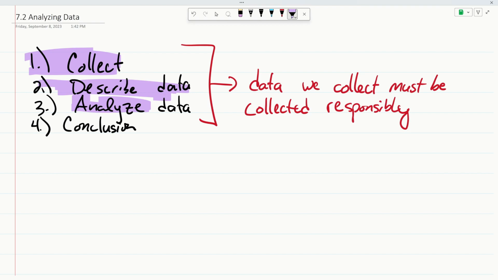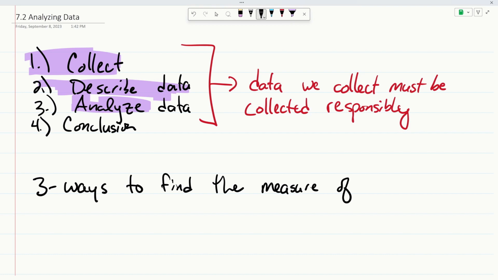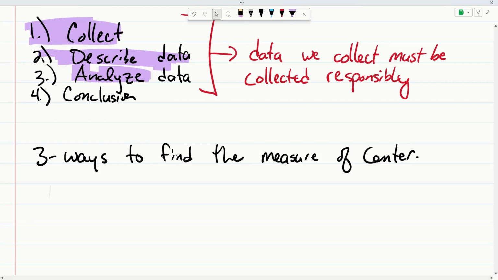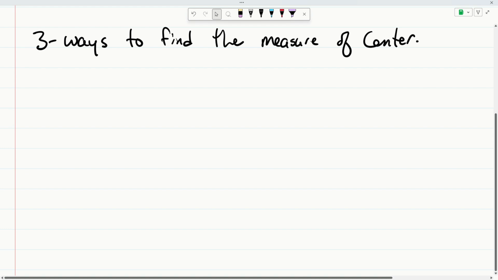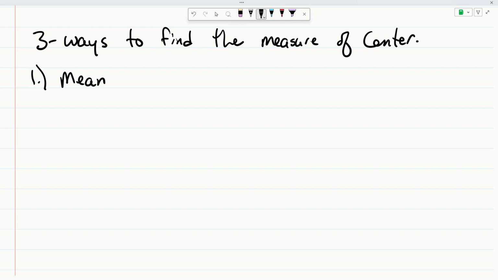Okay? So there are three ways to find what we call the measure of center. And many of you have already heard of these three ways. The first way that we like to describe the data is by calculating what we call the mean. Now, many of us know this as simply the average.